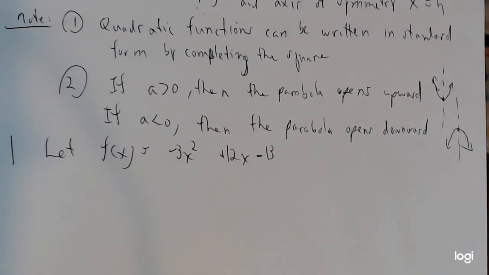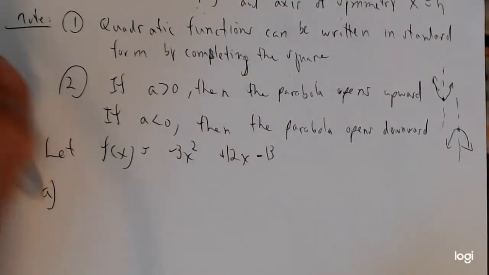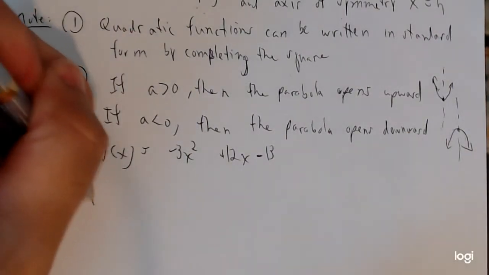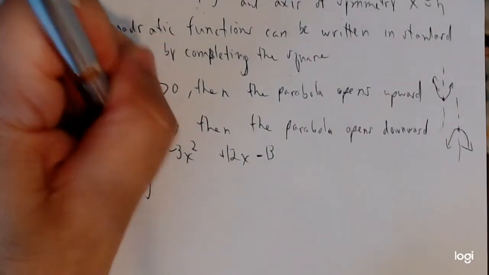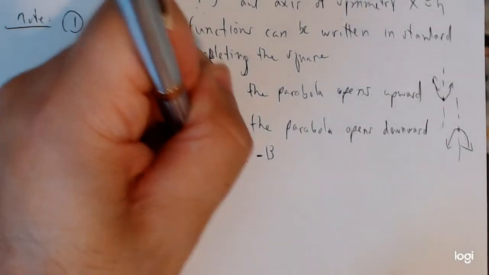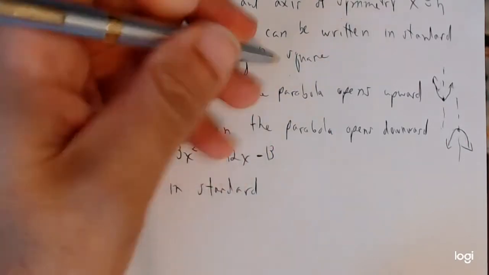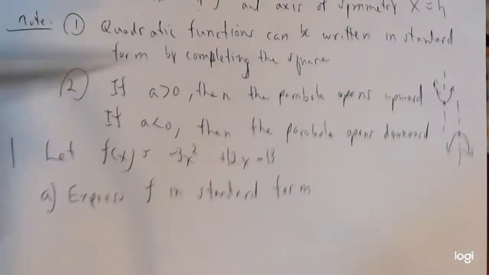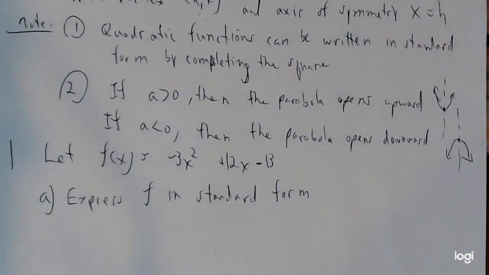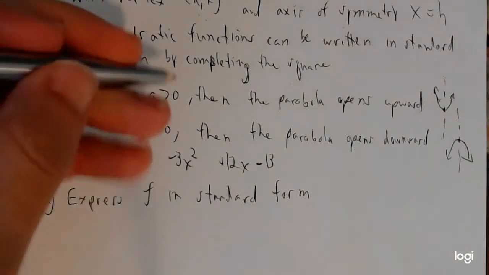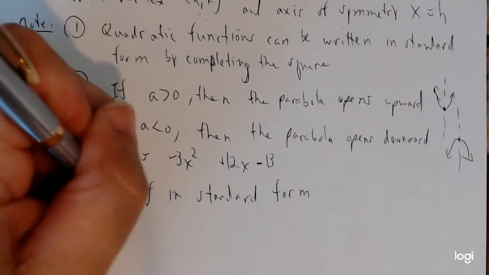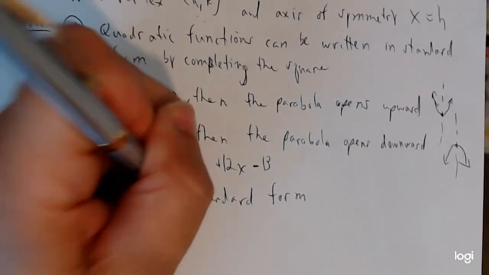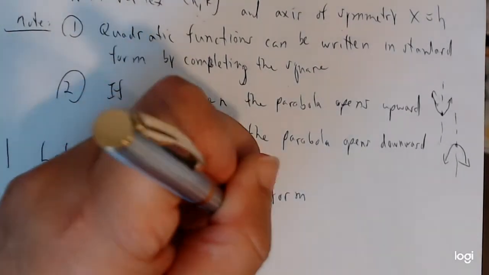Okay, so the first thing we want to do is part A: express f in standard form. To do that, we're going to need to complete the square, as I mentioned. Now, let's start off with our function f of x equals negative 3x squared plus 12x minus 13.